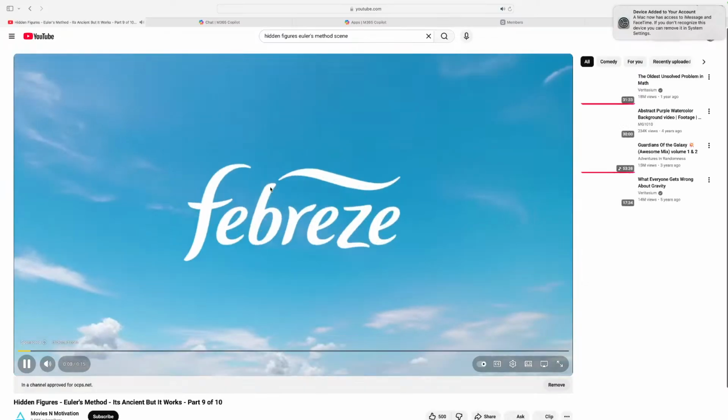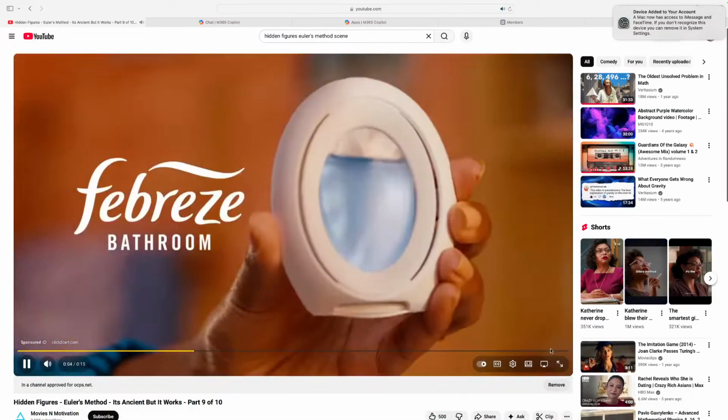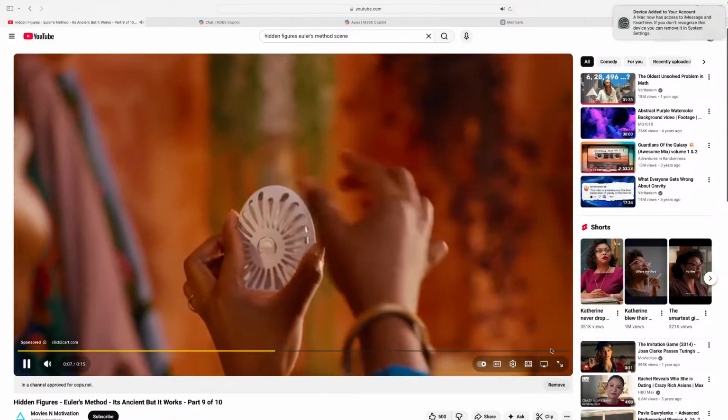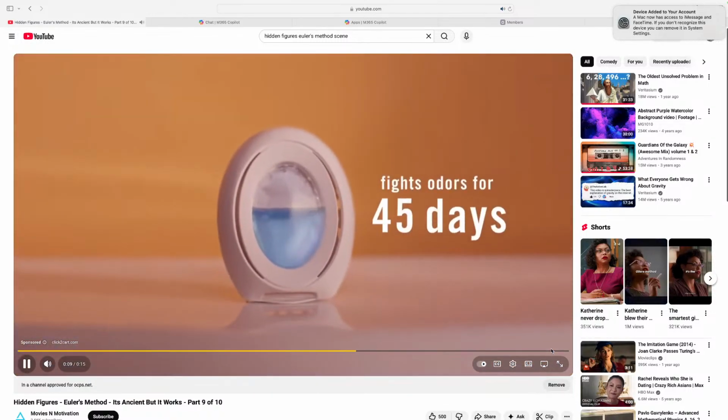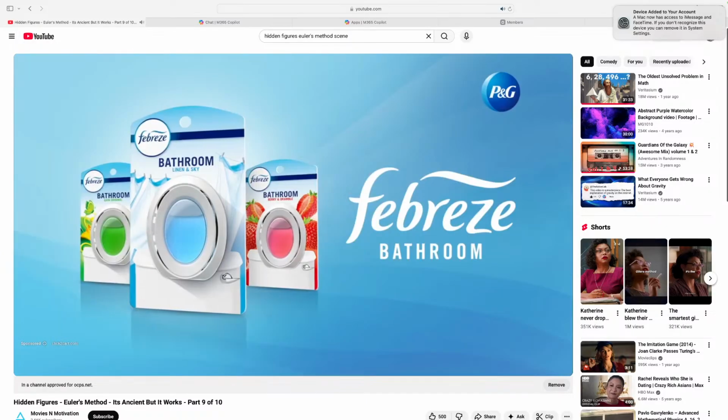Okay, so this is Febreze. When you host, your bathroom can feel like a revolving door. Keep things fresh with Febreze Bathroom. It's an outlet-free air freshener that fights odors for 45 days. So even after every flush, you know your bathroom smells amazing.